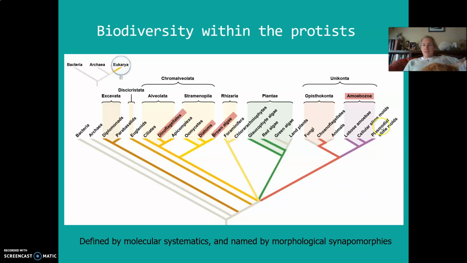So here's the messy phylogeny of the protists, actually all the eukaryotes. So here's our bacteria, archaea, and all the eukaryotes. And here's in gray the animals, the fungi, and the plants. And here are the close relatives, the green algae. We'll include the green algae as a protist.